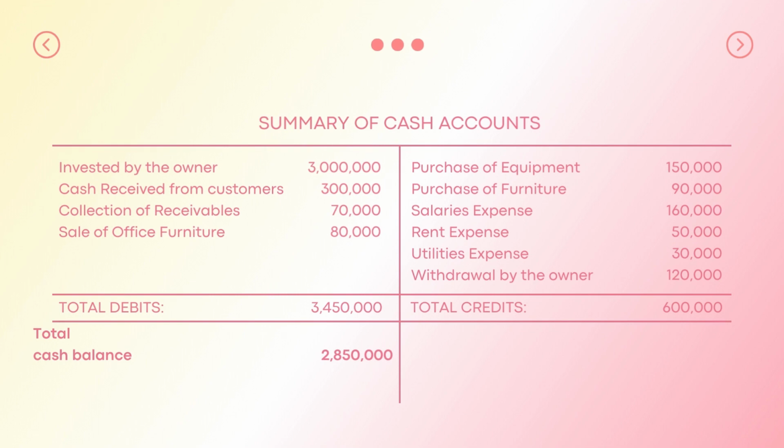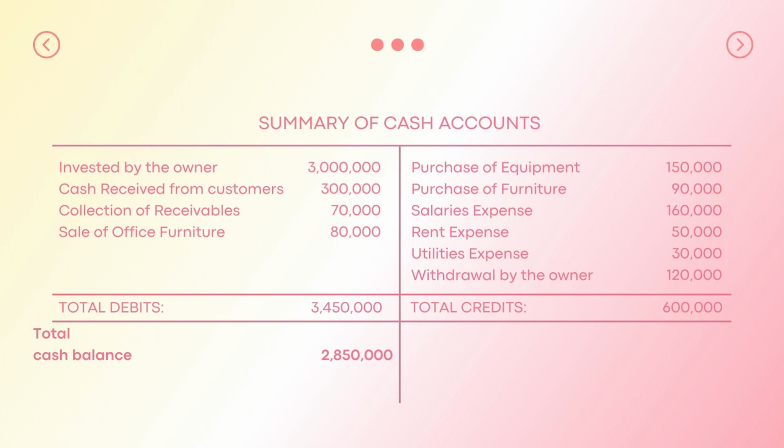On the credit side, we have the purchase of equipment, $150,000; purchase of furniture, $90,000; salaries expense, $160,000; rent expense, $50,000; utilities expense, $30,000; withdrawal of the owner, $120,000. For a total amount of $600,000.